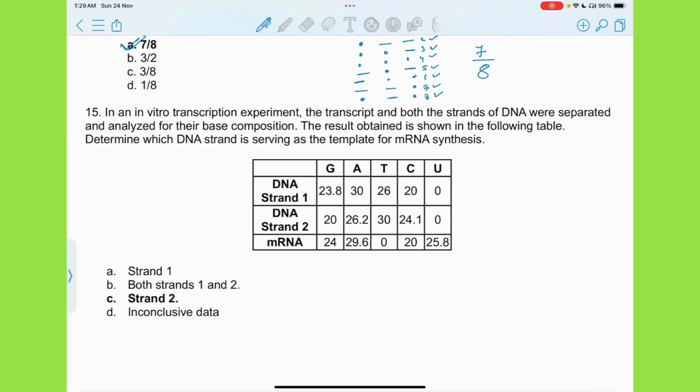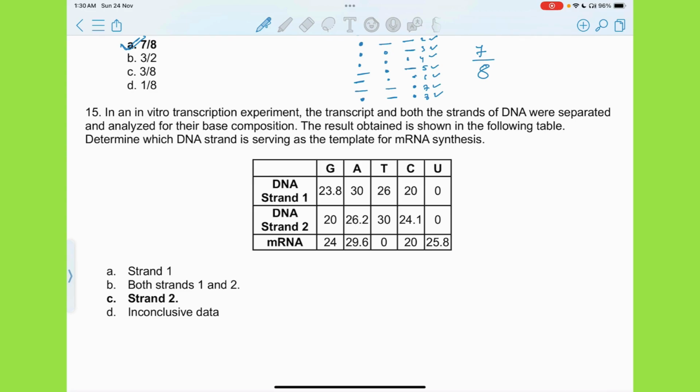Last question of this previous year question of 2024. In an in vitro transcription experiment, the transcript and both the strands of DNA were separated and analyzed for the base composition. The results obtained are shown in the following table. Determine which DNA strand is serving as the template for mRNA synthesis.